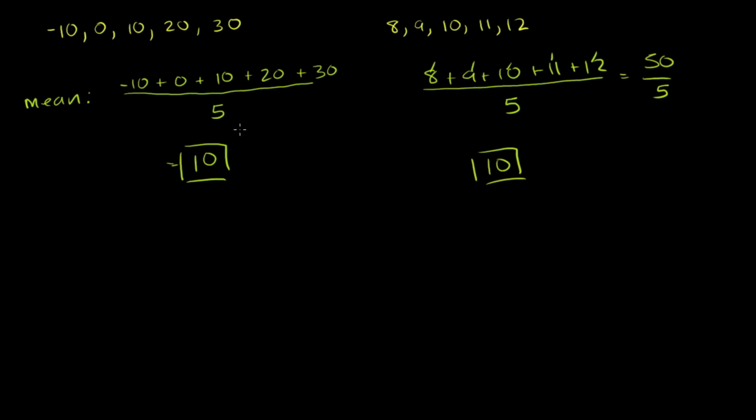They have the exact same population means, or if you don't want to worry about the words population or sample, both of these data sets have the exact same arithmetic mean. When you take the sum of these numbers and divide by 5, you get 10, and for the other set you get 10 as well. But clearly, these sets of numbers are different.